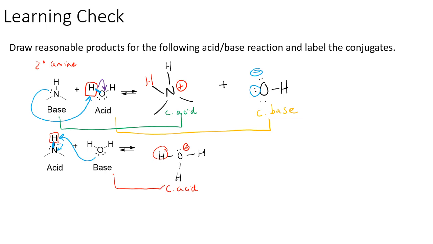And then our other product is going to be our secondary amine when it loses its proton. So we still have the two methyl groups. We had one lone pair of electrons. Now we have another lone pair of electrons. So that nitrogen will have a -1 formal charge. And then this would represent the conjugate base of our secondary amine when it's an acid. So those are our two pairs in this case.